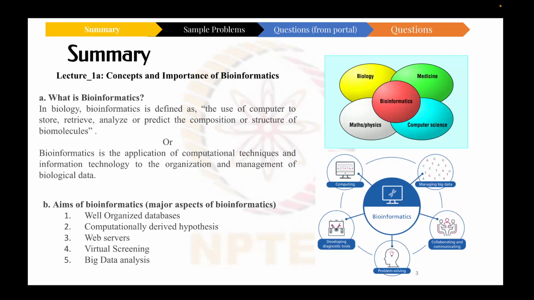Then we have virtual screening. Virtual screening is used to predict the interaction between biological molecules such as proteins and small molecules. This accelerates drug design by computationally assessing the potential binding of molecules, facilitating the identification of promising candidates for further experimental validation. Followed by that, the last one we have is big data analysis.